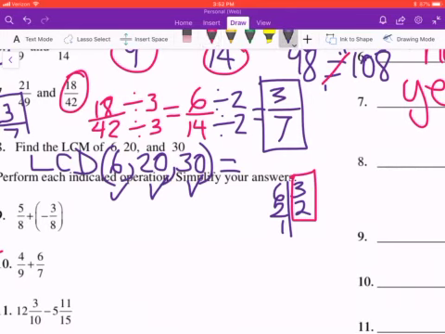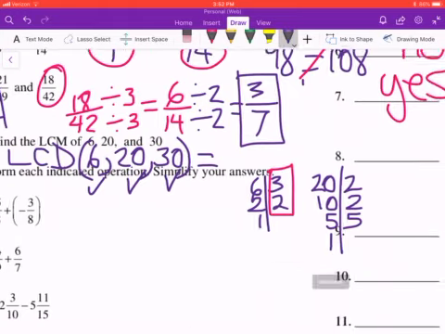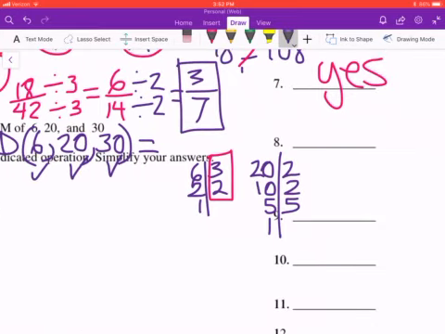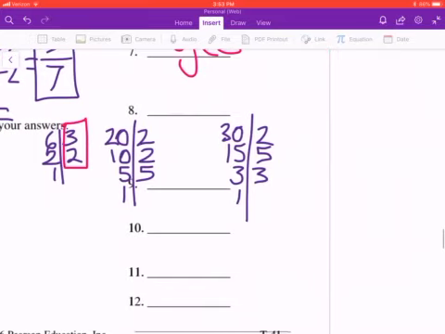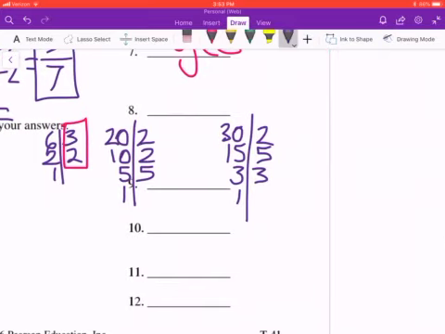Now let's do the same thing for 20. And 20 could be divided by 2, we get 10. Divide by 2, we get 5. And then here we can only divide by 5, and then we get 1. So lastly, the prime factorization of 30 is going to be divide by 2, you get 15. Divide by 5, you get 3. And divide by 3, you get 1. So we get our three prime factorizations. So now let's go ahead and compare them.